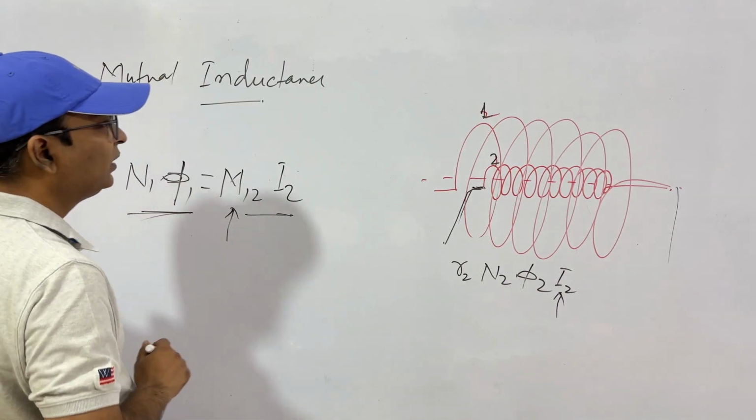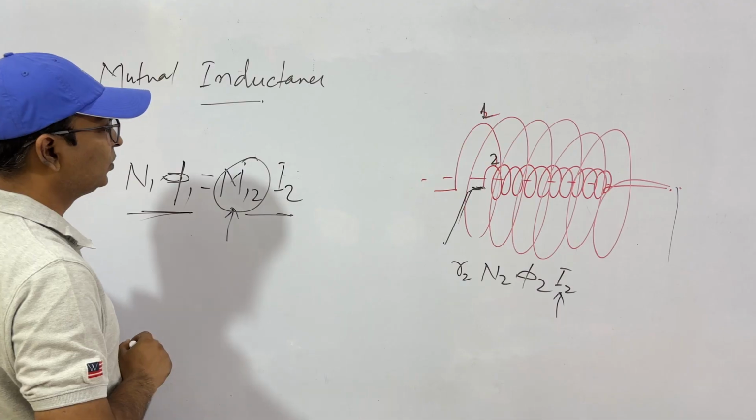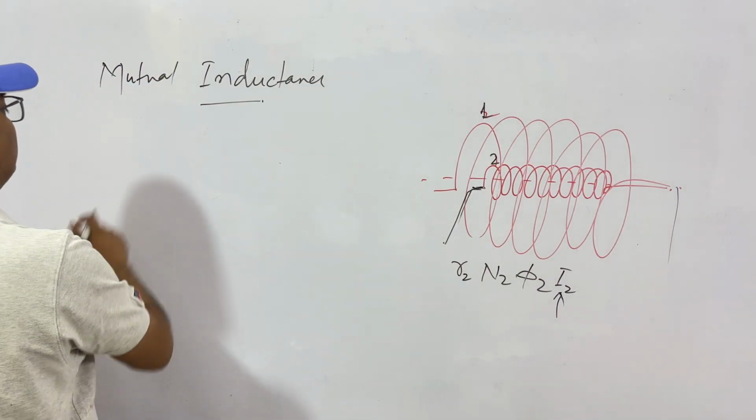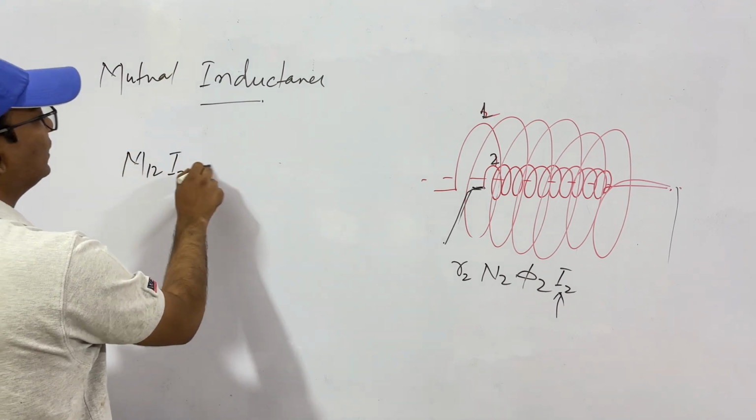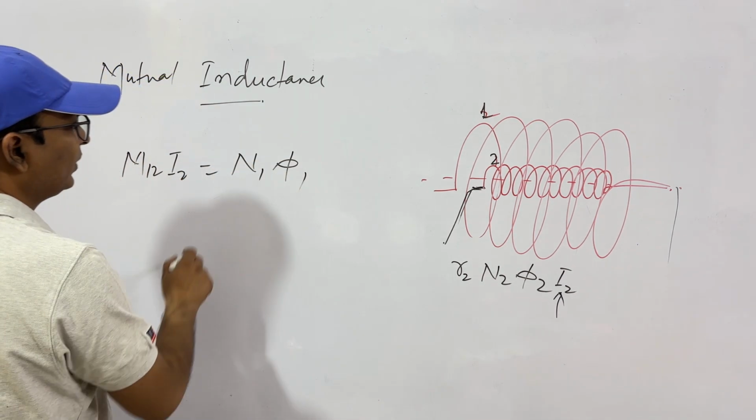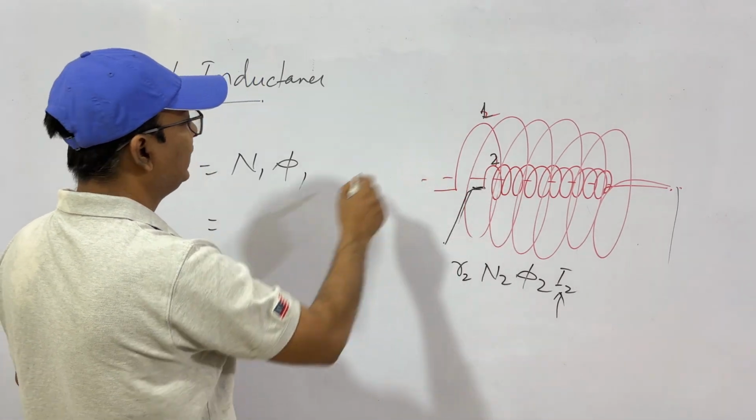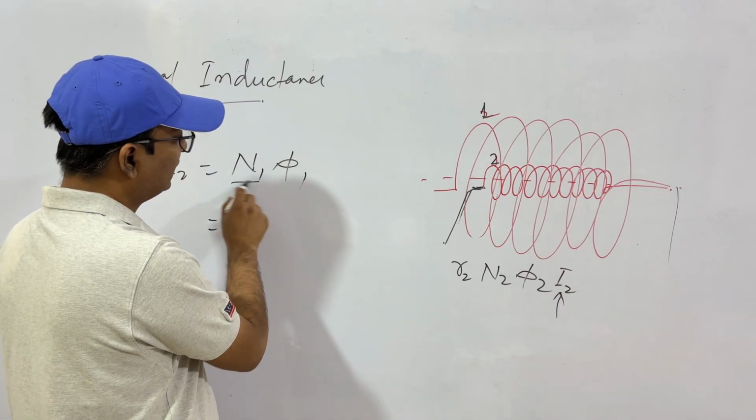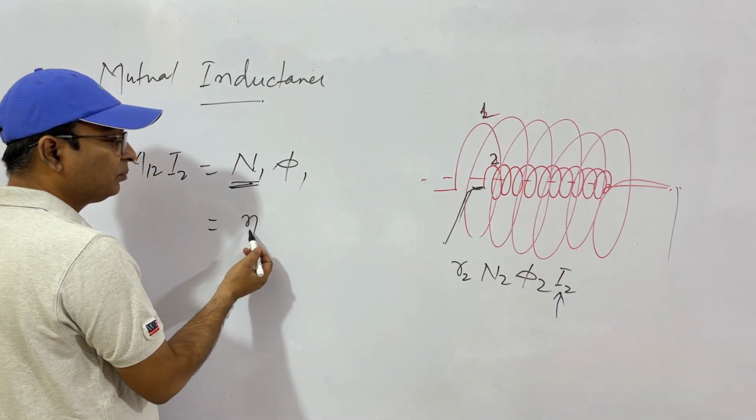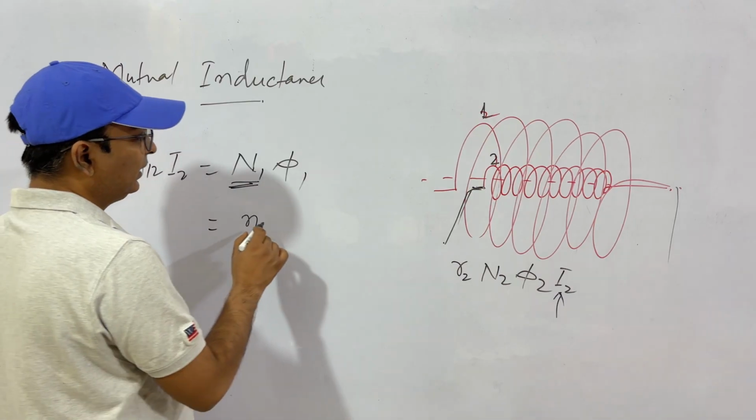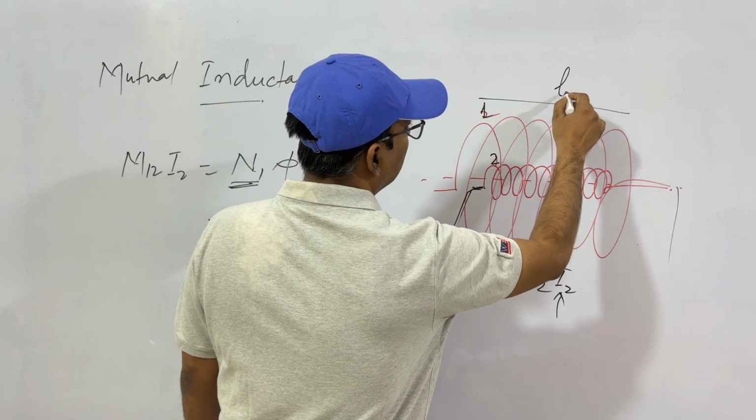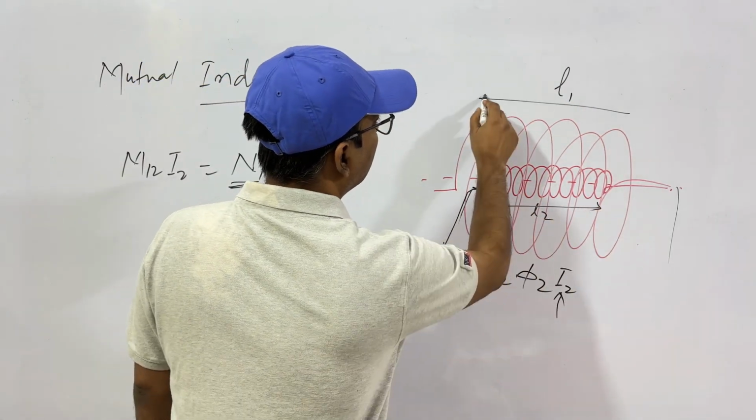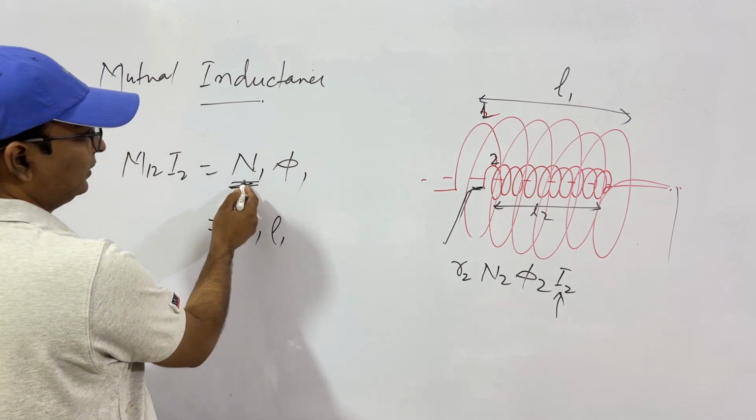Now we can find what this M12 is. We can find M12 from here only. M12 into I2 is N1 phi 1. First of all we have to find what this capital N1 is, that is the total number of turns. If the number of turns per unit length is small n1, and the length is, let's say, L1, and this length is L2 from here to here, then this will be N1 equal to n1 into L1.